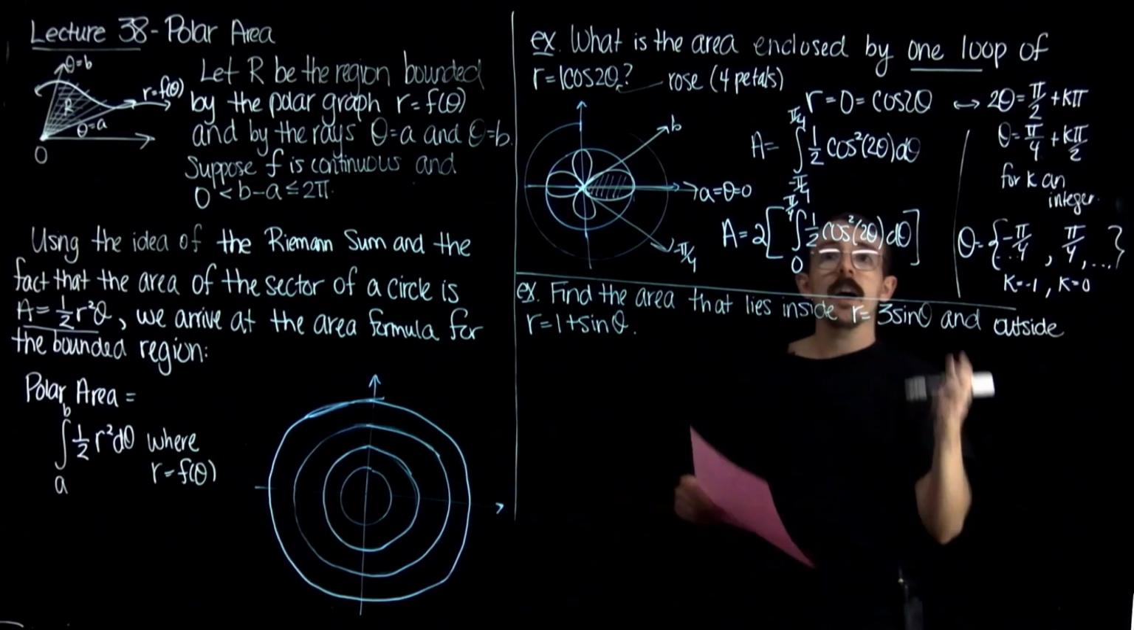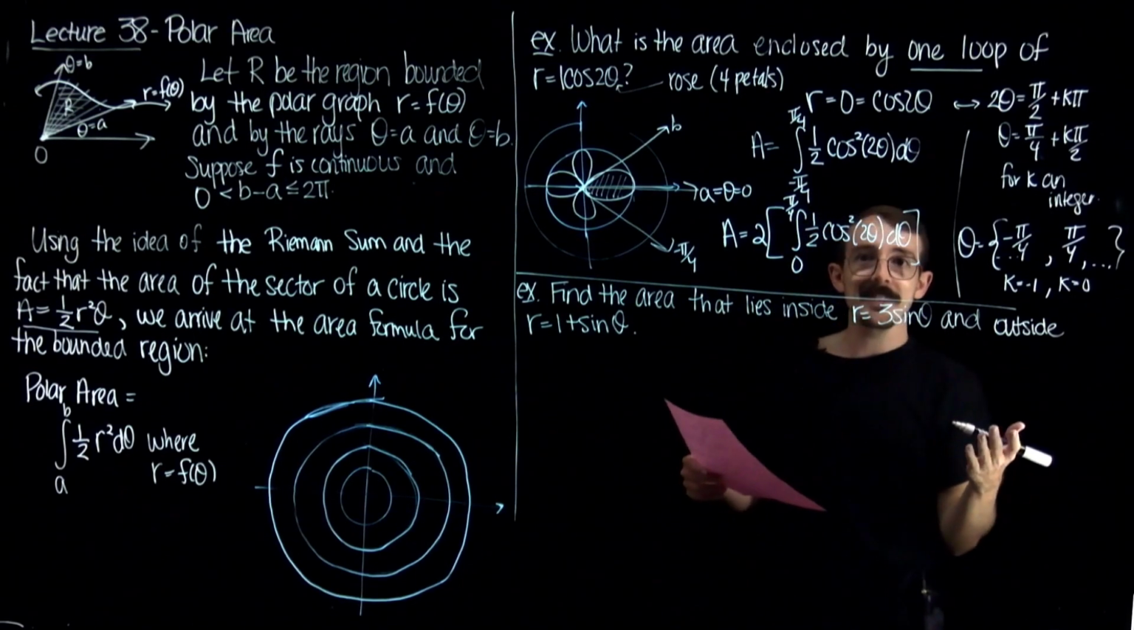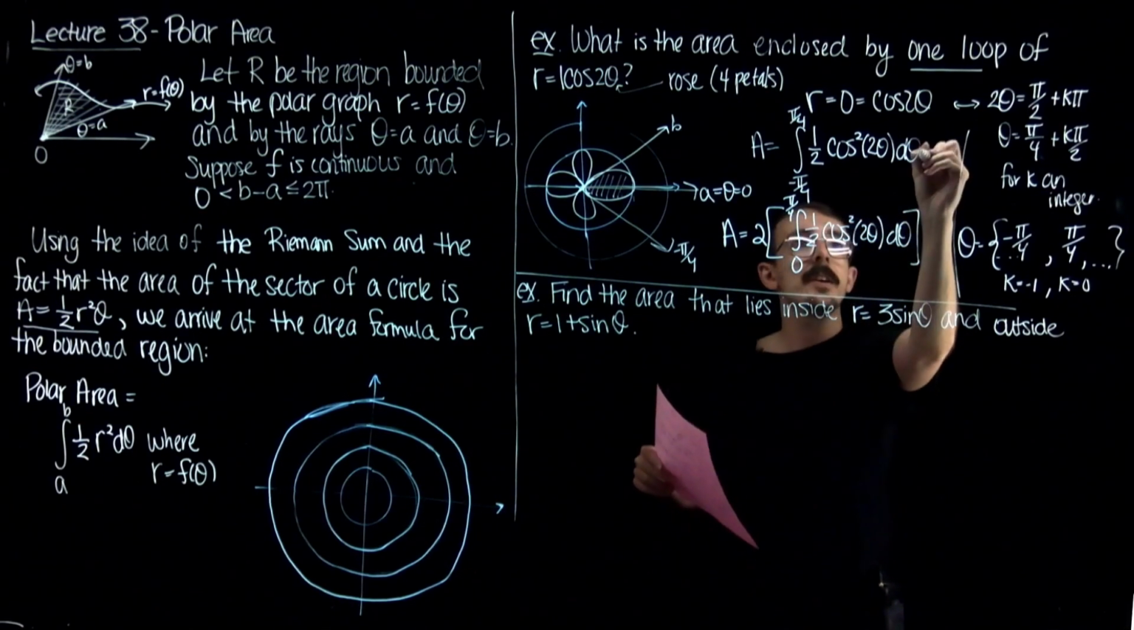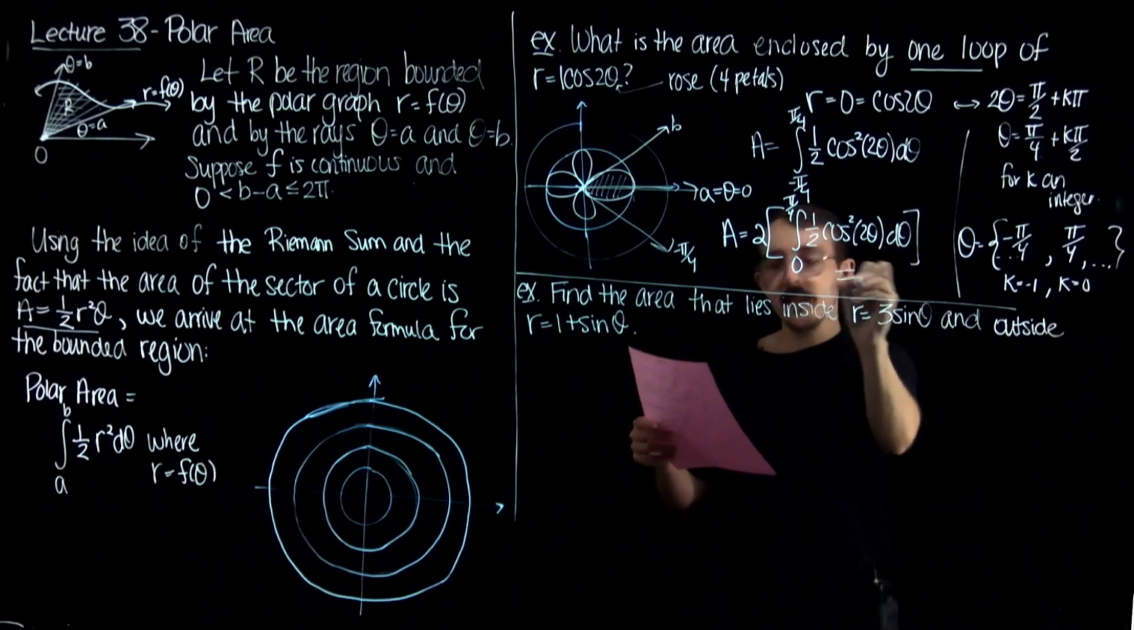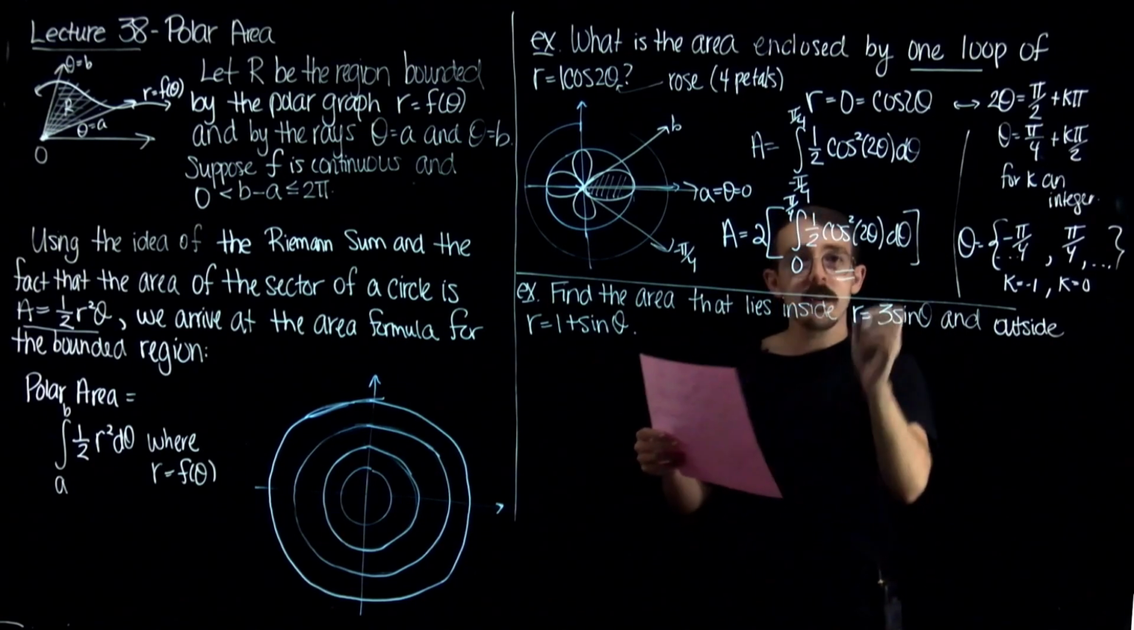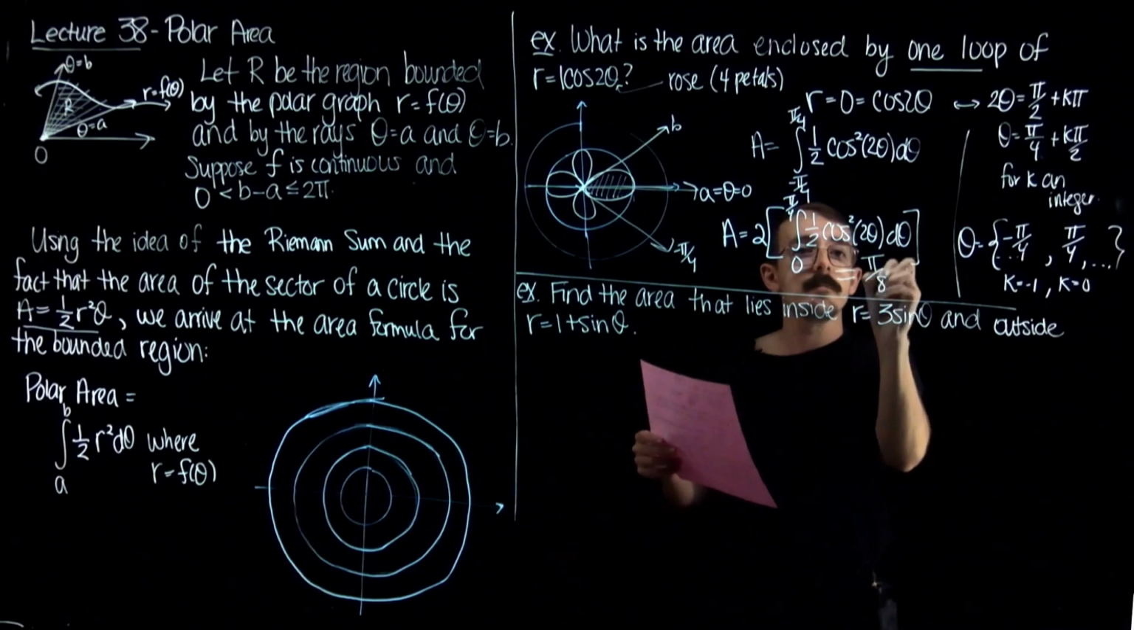So what is that answer? I think you should do that as an exercise and check if you remember how to integrate using trig functions. For both of these, the answer that you're going to come up with is pi over 8.